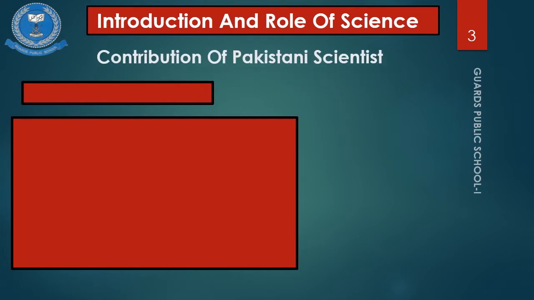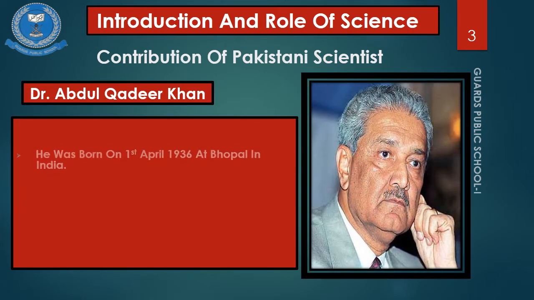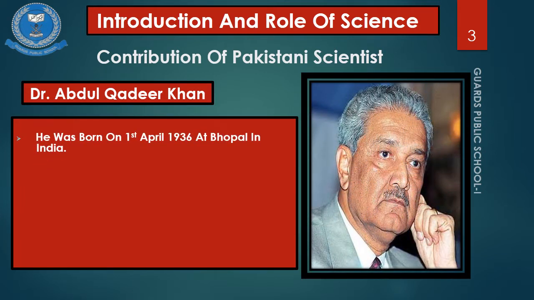Contribution made by the Pakistani scientist. Here we start our discussion with the renowned Pakistani scientist Dr. Abdul Qadir Khan. He was born on 1st April 1936 at Bhopal in India. He did his early education from Bhopal, and after partition in 1947, his family immigrated from India to Pakistan and settled in Karachi, where he did his BSc from the Karachi University in 1960 in physical metallurgy.